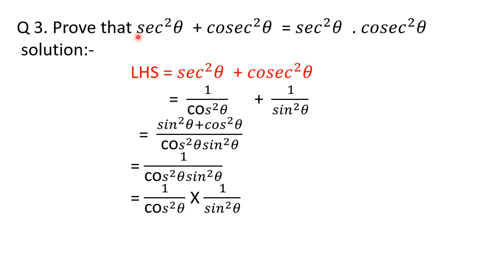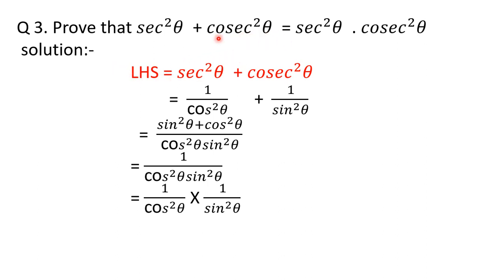Which says, question number 3, prove that sec square theta plus cosec square theta is sec square theta into cosec square theta. Now this is an interesting question, as in both sides we are having the same trigonometric ratios.